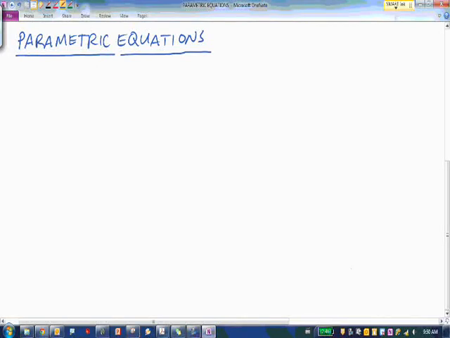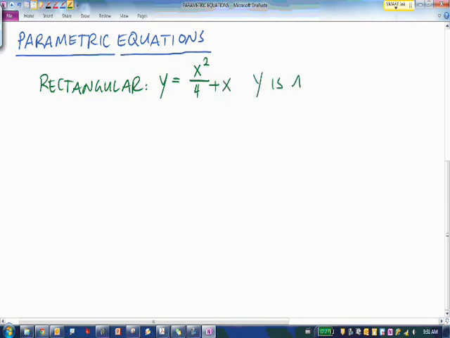Okay, so the topic for today is going to be parametric equations, and just to give us an idea of what a parametric equation is, let's contrast it with what we call a rectangular equation. So a rectangular equation is something that looks like this. y is equal to x squared over 4 plus x. In this situation, y is a function of x. These are the normal equations that we're used to dealing with.